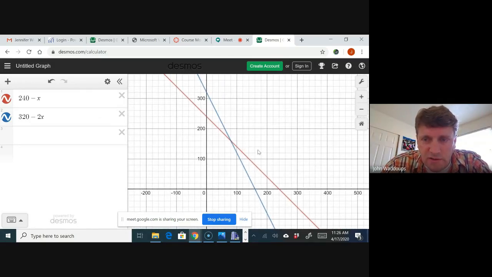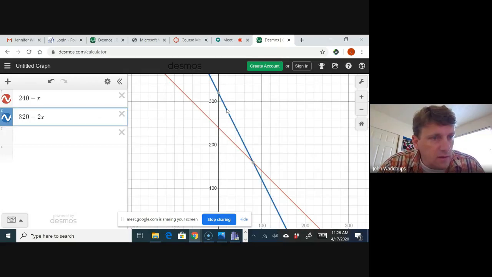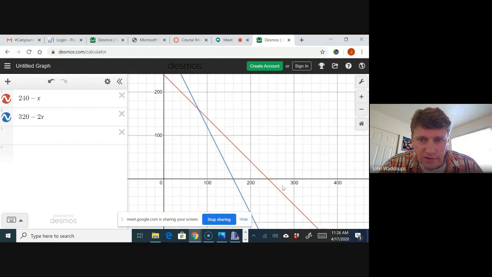Then I've got this zoomed out here, and I can see sort of what it looks like. And if I want to know more specifically, I click on the red. It shows me what the y-intercept is, where they intercept each other, and then also what the x-intercept is.